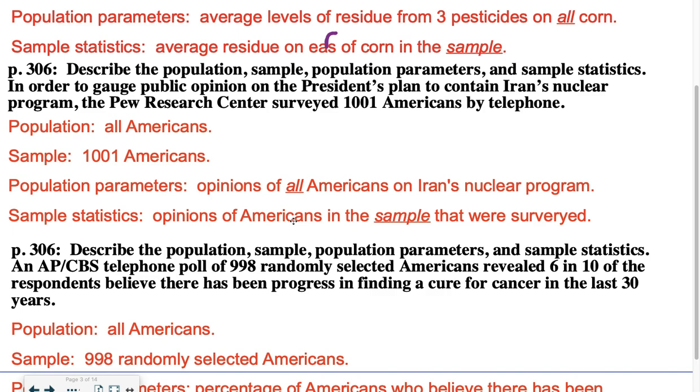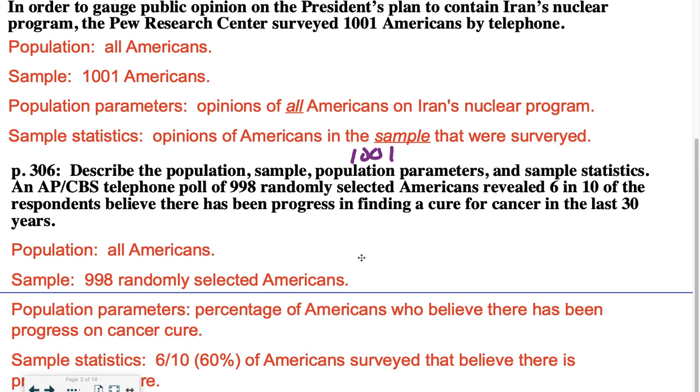In order to gauge public opinion on the president's plan to contain Iran's nuclear program, the Pew Research Center surveyed 1,001 Americans by telephone. So the population is all Americans. The sample would be the 1,001 Americans that are being surveyed. The population parameters are going to be the opinions of all Americans, and the sample will be the opinions of the sample, which is the 1,001. So the population is basically everyone. The sample is what we are specifically looking at.